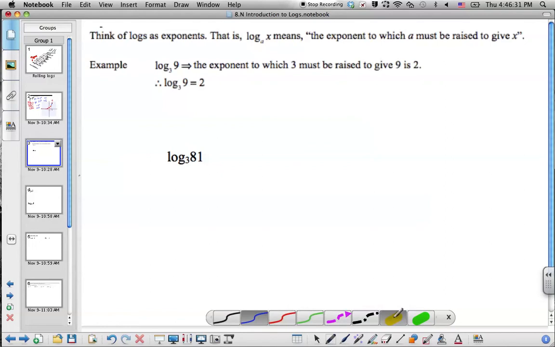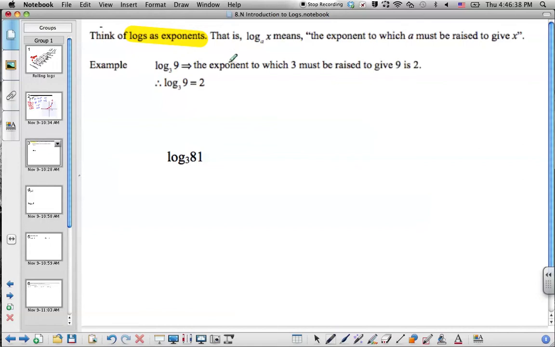All right, so let's think about what log actually means. We just want to think of them as exponents. If we have log base A of x, that means the exponent to which A must be raised to give you x. So log base A of x actually means the answer to: A to what power gives x? Yes, the answer is the exponent.